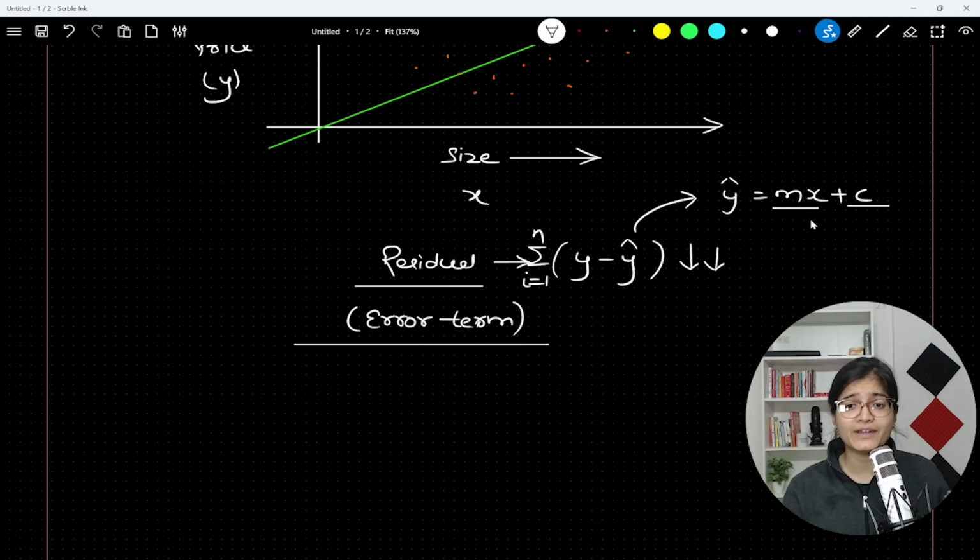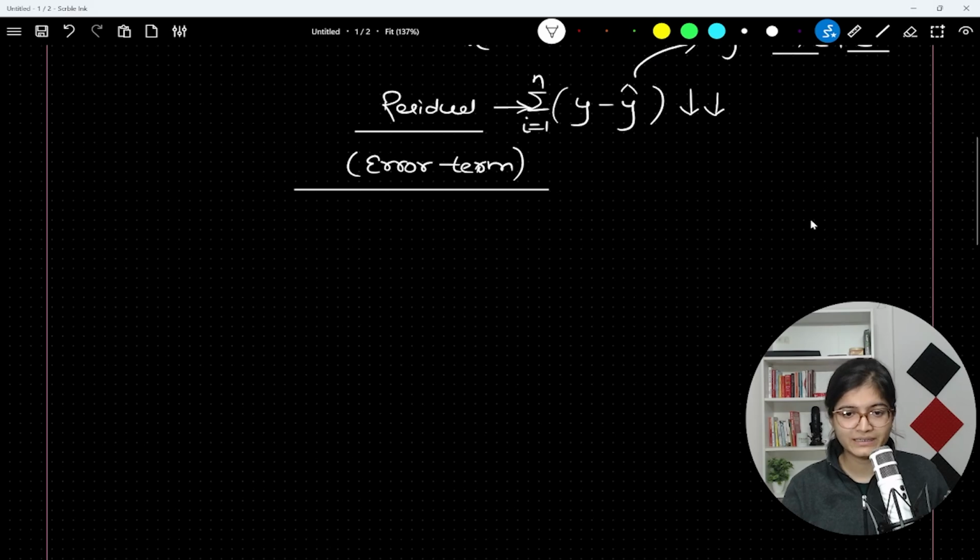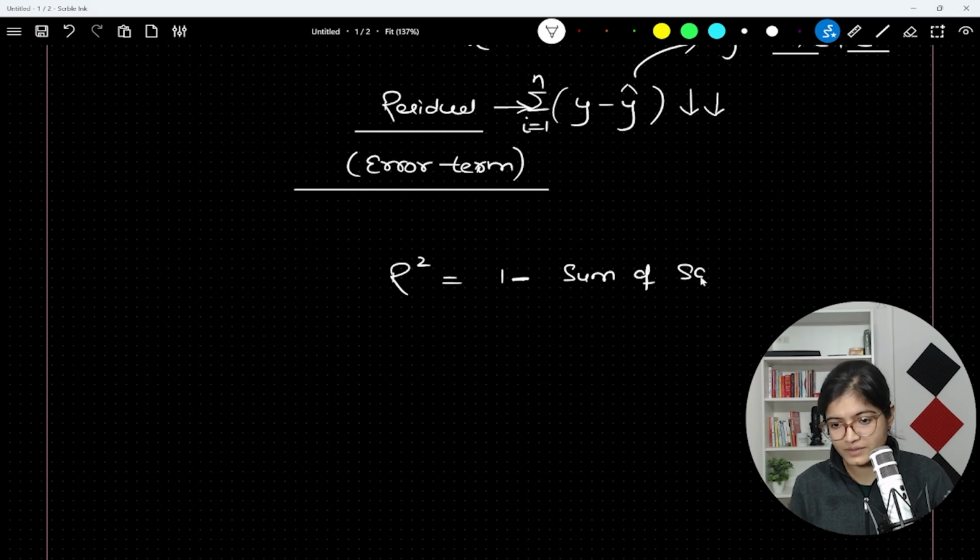Now, whenever we are talking about R square, this is the formula to calculate it: 1 minus the sum of squared errors, right? With respect to the residuals, the sum of squared errors with respect to the residuals, or I'm saying errors also.